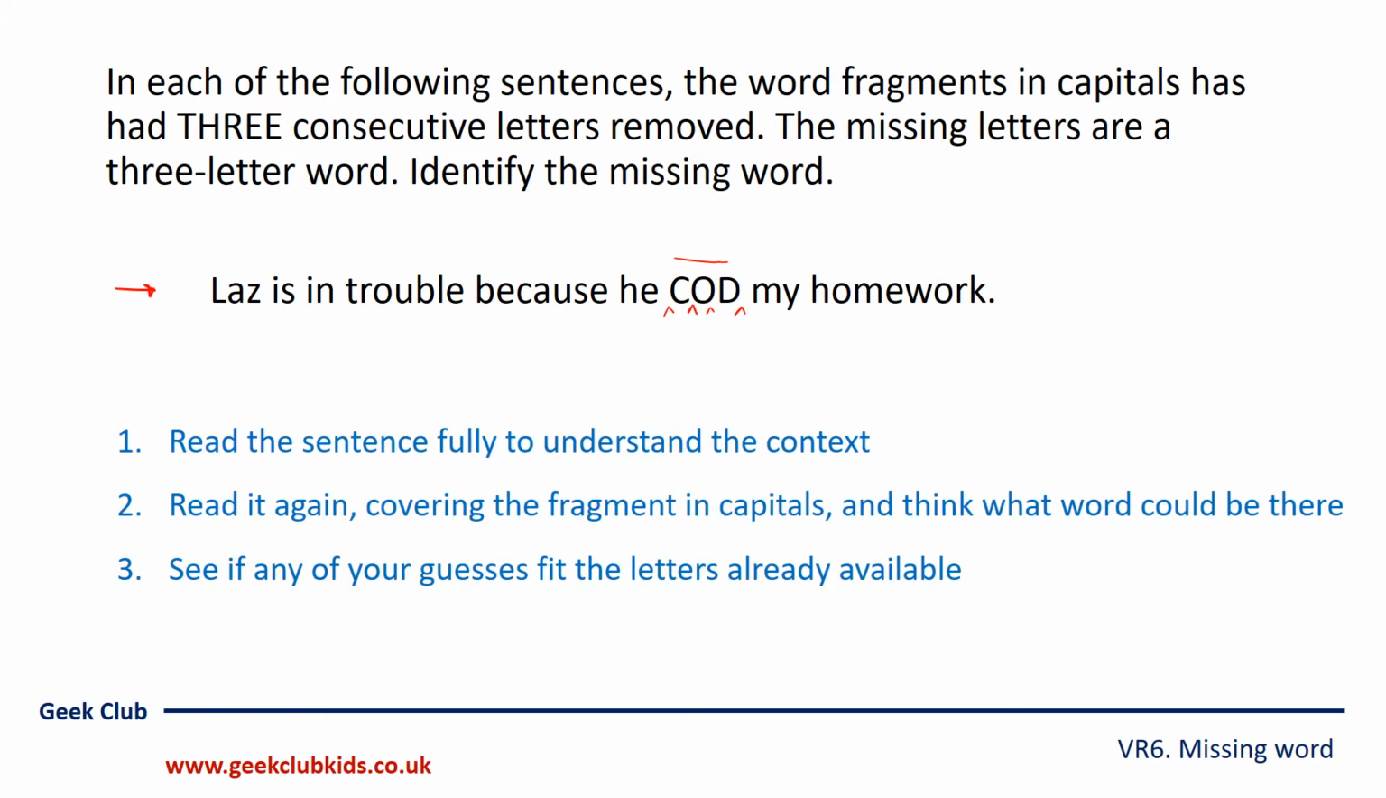So the approach to this kind of question is to read the sentence fully first, to understand the context, and then read it again, but use your finger to cover up the bit in capitals, and think about what word could be there. I can't use my finger on a presentation, but I'm going to read it without COD. Laz is in trouble because he something my homework. Then you can have a think about what kind of word could have been in that gap.